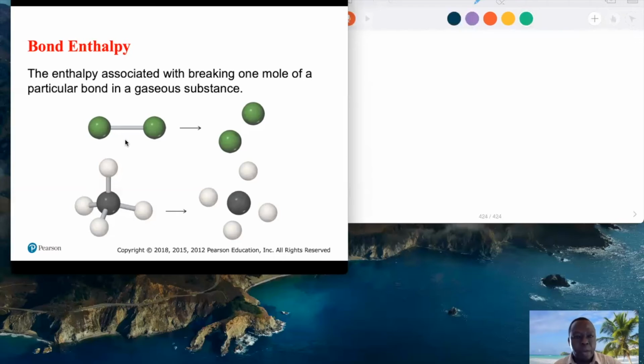I know you may have covered previously that a triple bond is stronger than a double bond. A single bond, I can easily break. A double bond is hard to break. If I have a triple bond, it's even harder to break. We will see how to use the bond enthalpy to calculate the enthalpy of reaction.